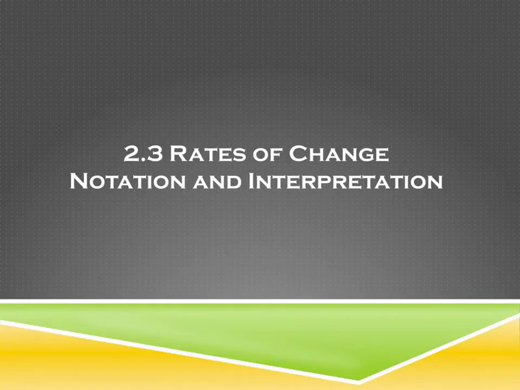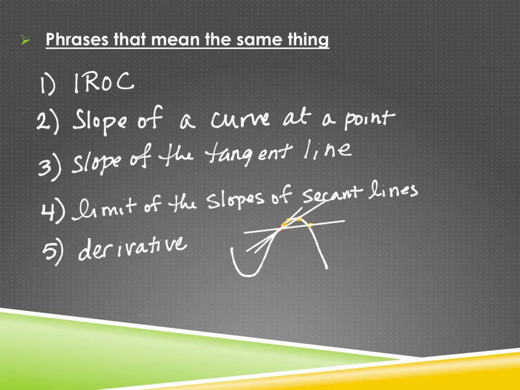So we started section 2.3 last time. We talked about some notation, some phrases, so that we're all on the same page when we see them and we know what they're asking us for. Just as a real quick reminder, these were 5 phrases that mean the same thing.